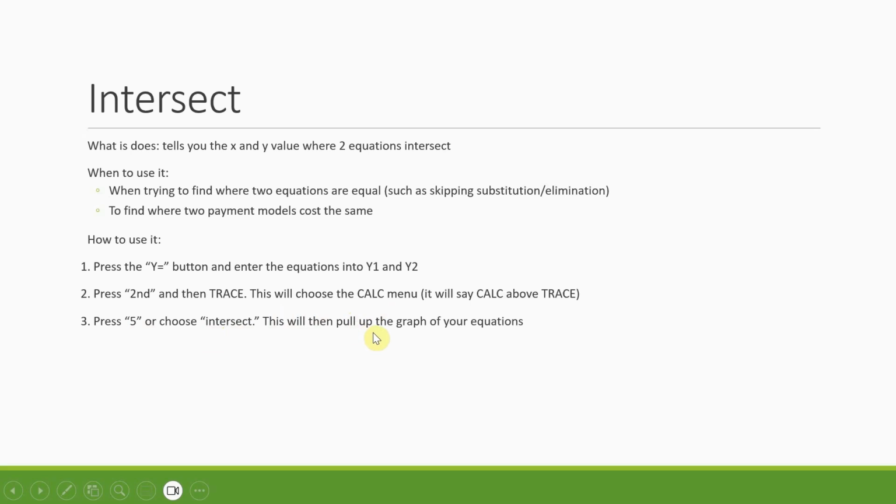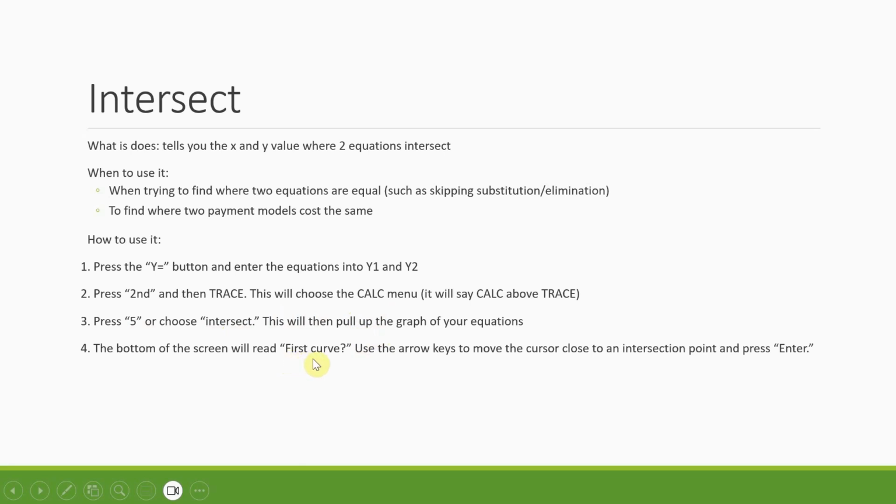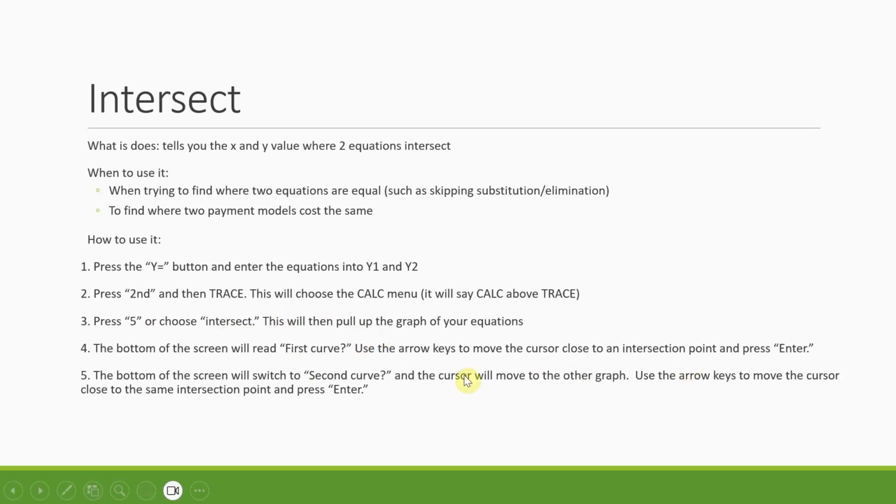This is going to pull up the graph of your equations. And this time, instead of asking for left bound, right bound, it's going to first ask first curve. Use your arrow keys and just get close to an intersection point and press enter. Then it's going to switch to, say, second curve, and the cursor is going to switch to the other graph, because remember, there's two of them. Again, just use the arrow keys to go close to that same intersection point and press enter.